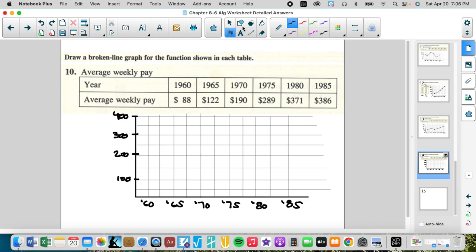Okay, let's start putting some data in there. 60 was 88. $88 is probably right around there. 65 was 122. So that's underneath that one. 70 was 190. That's right under there. 75 was 289. That's probably right about there. 80 was 371. And 85 was 386. So right there. Connect them.